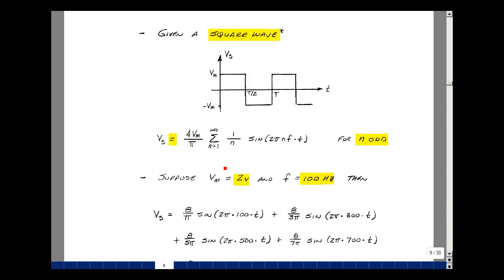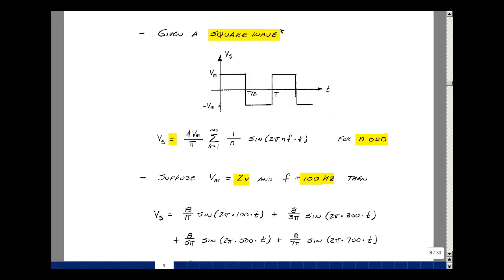The next term is when n is equal to 3, so we get 4 V maximum, 4 times 2 is 8, divided by pi, and then divided by 3, and then the sine of 2 pi times 3 times 100 times t. And so on with a 5 and 500 and 7 and 700 and so on.